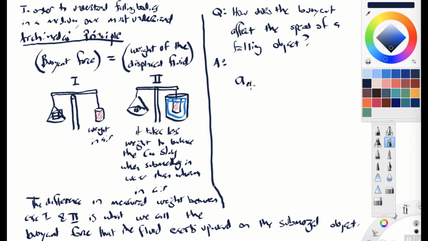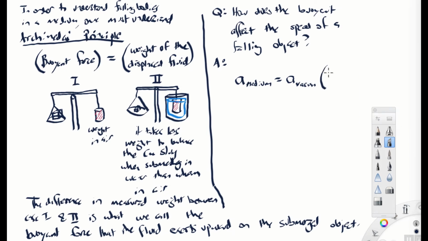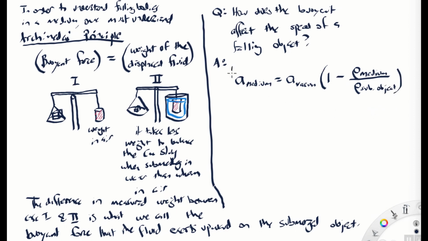how much acceleration it feels when falling in a medium is equal to the acceleration that it would feel if it was falling in a vacuum, but corrected by a correction factor equal to 1 minus the density, this is a Greek letter rho, it looks kind of like a P, the density of the medium divided by the density of the submerged object. Okay, so this is the formula.